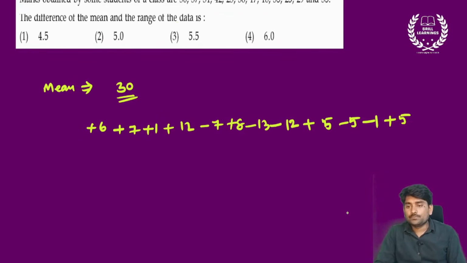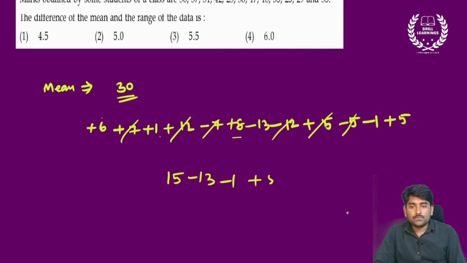Now cancel. Plus 7, minus 7. Here minus 12, plus 12. Plus 5, minus 5. Okay. Now anything else? Now add up plus values and minus values. 6 plus 1, 7. 7 plus 8, 15. Minus 13. And any value? Minus 1 plus 5. Plus 5 means 20 minus 14, which gives us 6.